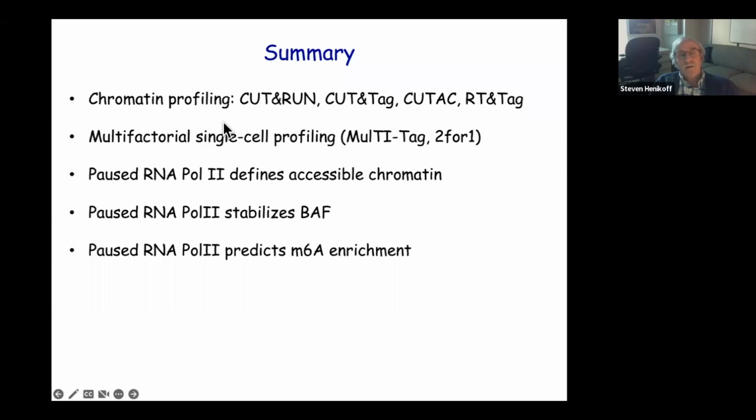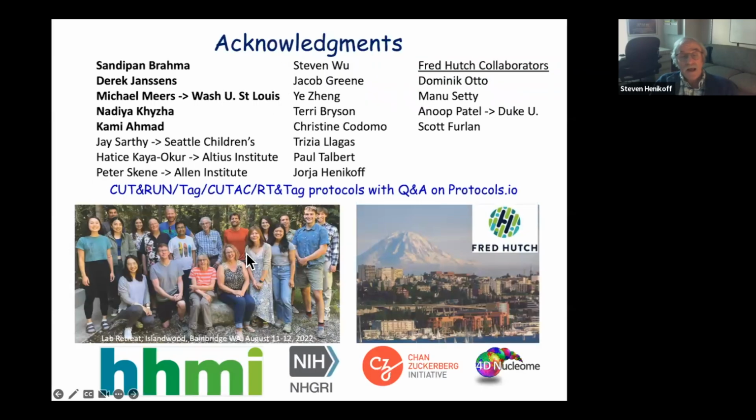So to summarize, I've shown you that we can do chromatin profiling using CUT&RUN, CUT&Tag, ATAC, and RT and tag. We can do multifactorial, multi-tag, two-for-one. Take-home lessons are paused Pol II defines accessible chromatin, stabilizes BAF, and predicts m6A enrichment. And I'd just like to acknowledge people whose work I talked about, particularly Sandipan Brahma, who did the BAF study, Derek Janssens, who did the leukemia study, Mike Meers, who developed multi-tag and many other things when he was in the lab, and Nadia Kaja and Kami Ahmad for the RT and tag study.